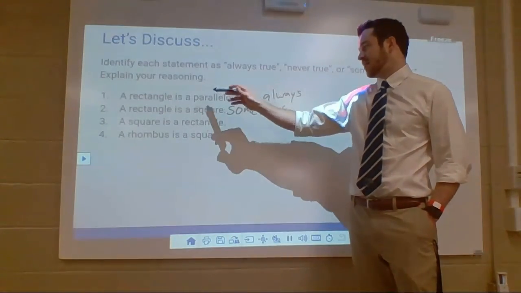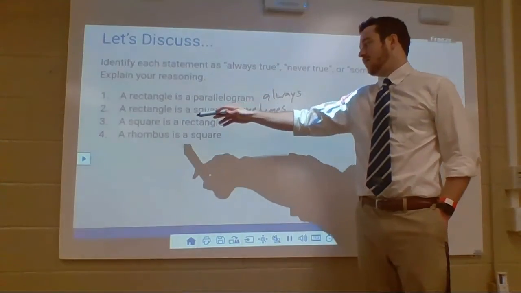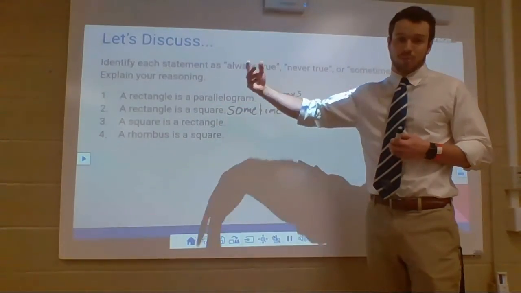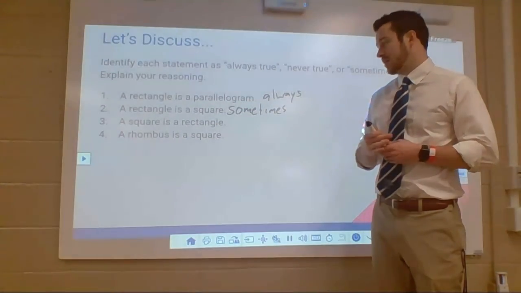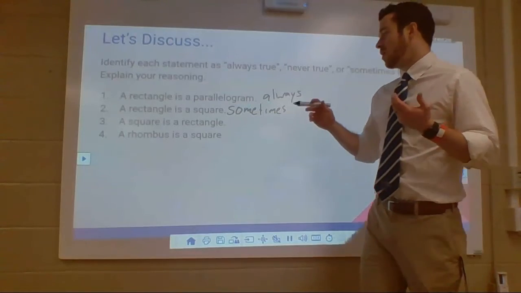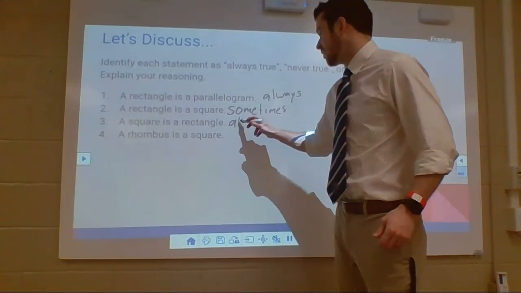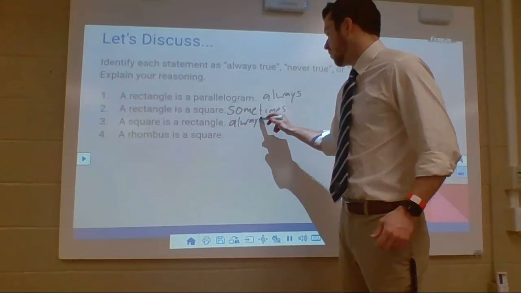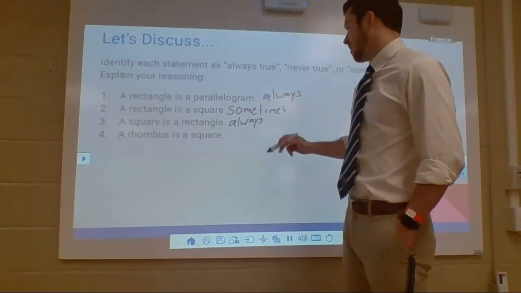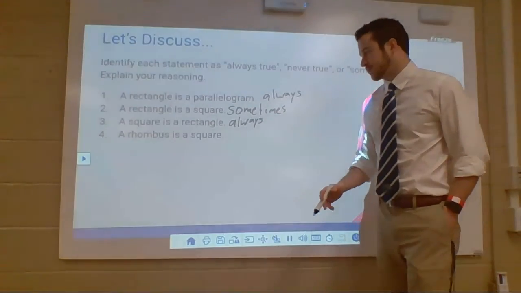Now number 3, a square is a rectangle. This is like a rectangle being a parallelogram. A square is a rectangle because it has all the properties of a rectangle. Okay, so a square is actually always a rectangle because it has the 4 right angles that a rectangle has.